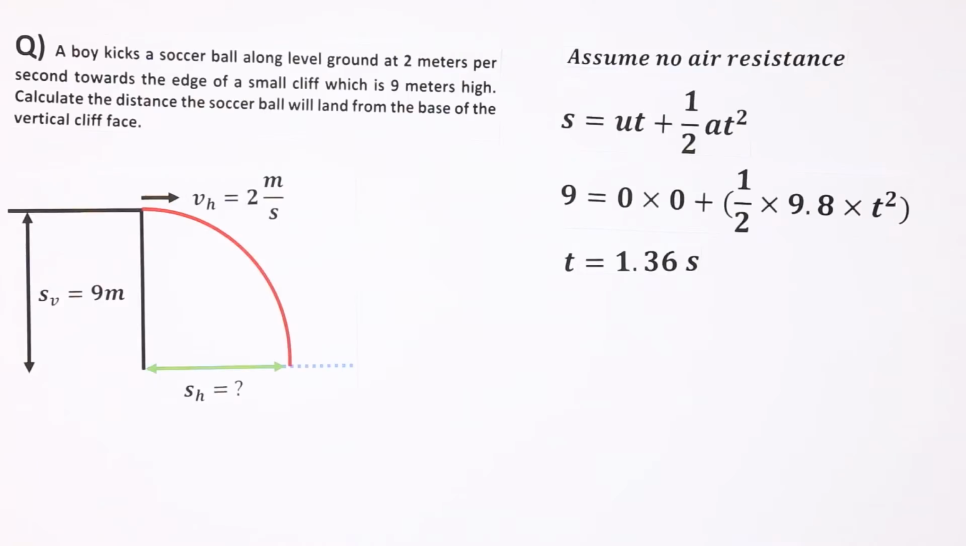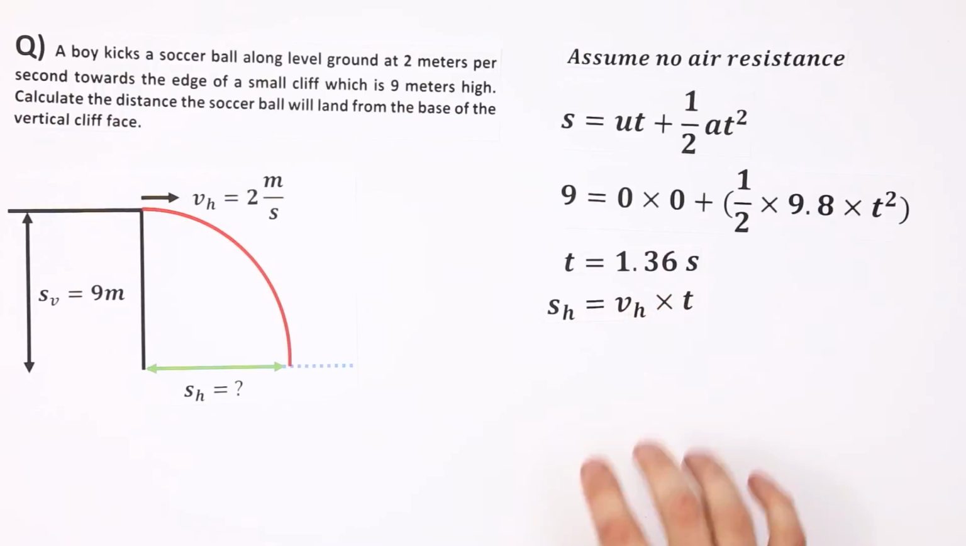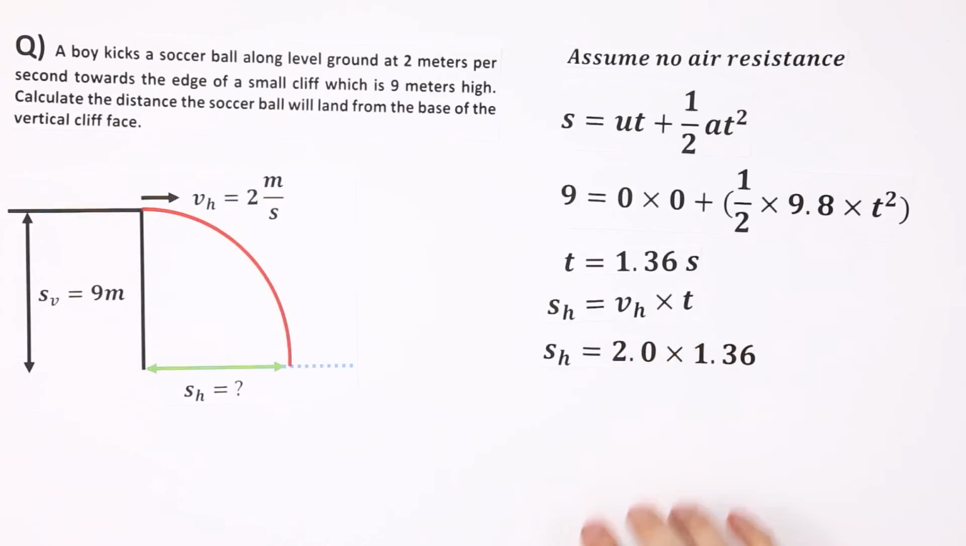Since we know that the horizontal velocity does not change as there's no air resistance present, we can calculate the distance the ball lands from the cliff as time taken for the ball to hit the ground multiplied by the horizontal velocity of the ball, or s_horizontal = v_horizontal × t. We can sub in v as 2 meters per second and t as 1.36 seconds. We can solve this to find that the ball lands 2.72 meters away from the cliff face.